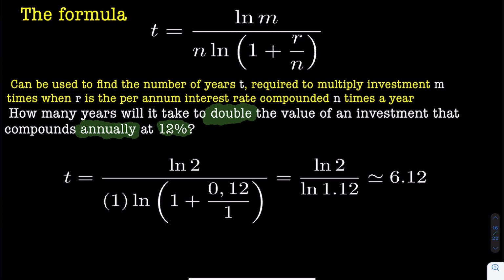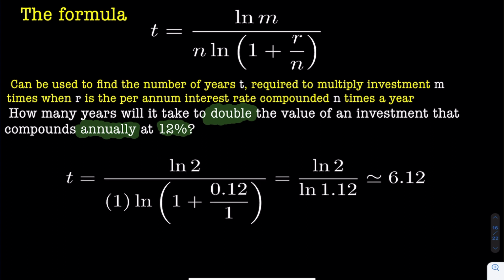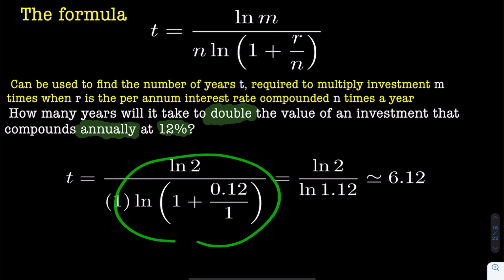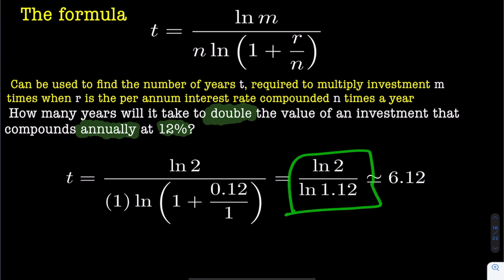So subbing all this into the formula, it'll tell you how many years it'll take you to, in this case, double your investment if you're compounding annually at an interest rate of 0.12 or 12%. Simplifying, I get ln of 2 divided by ln of 1.12, which is approximately 6.12 years.